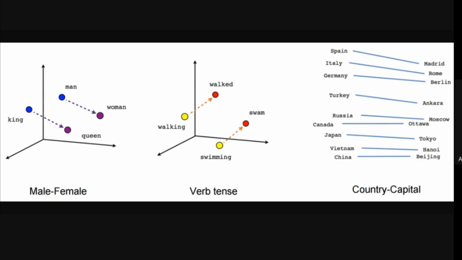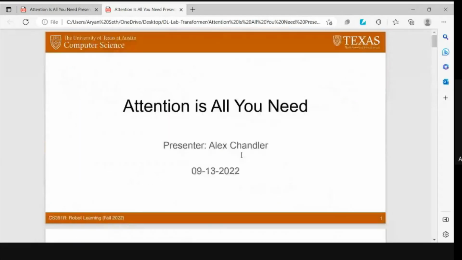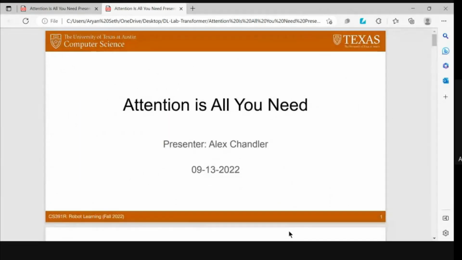So next, what we'd be looking at is probably one of the most important papers with regards to the evolution of deep learning that has taken place. Let me just share my screen once more. It was a paper called "Attention is All You Need." Now, this is not my presentation, as you can see.